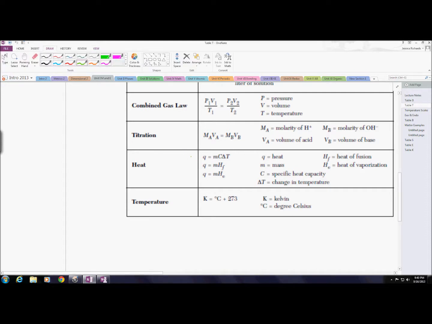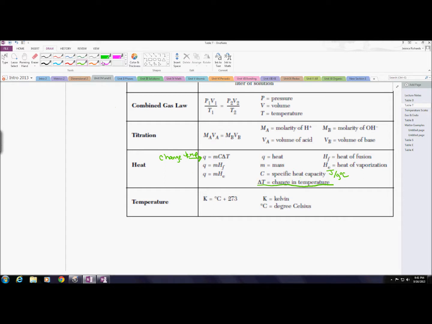This first equation, Q equals mC delta T. This is the one we're going to use when we change the temperature of something. Now C is specific heat capacity. How much energy does it take to raise the temperature of 1 gram of your substance 1 degree Celsius? Measured in joules per gram degree Celsius. Okay?